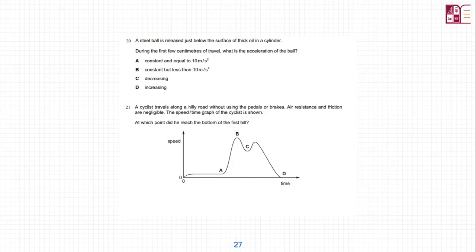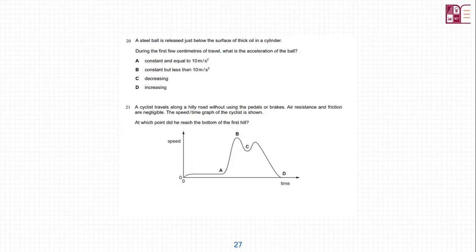Moving on to our next question. A cyclist travels along a hilly road without using the pedals or brakes. Air resistance and friction are negligible. The speed time graph of a cyclist is shown. At which point did he reach the bottom of the first hill?